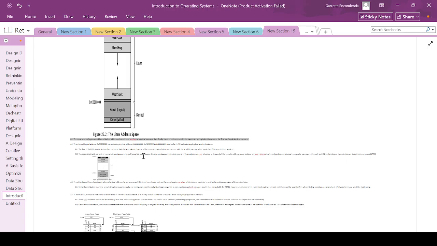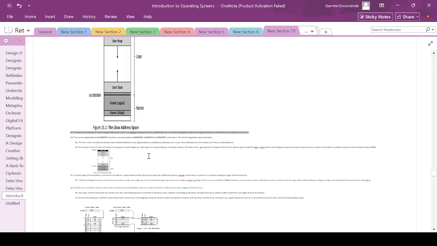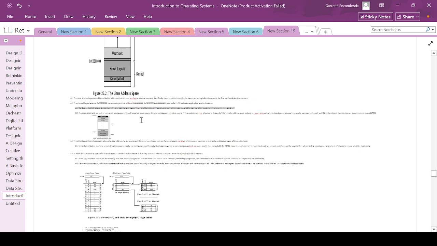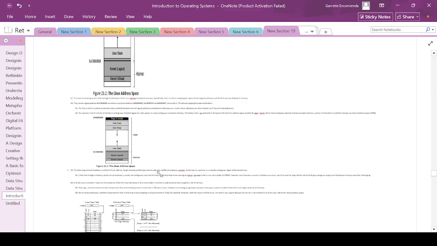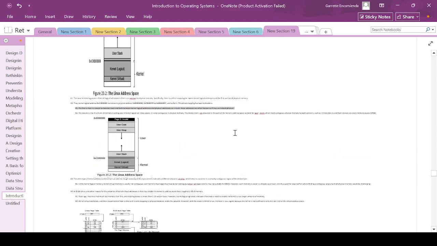Thus, the kernel logical address 0xC and 70 translate to physical address 0x80, 0xC 40 FFF2 0x50 FFFF and so forth. This direct mapping has two implications. The first is that it is simple to translate back and forth between kernel logical addresses and physical addresses. As a result, these addresses are often treated as if they are indeed physical.